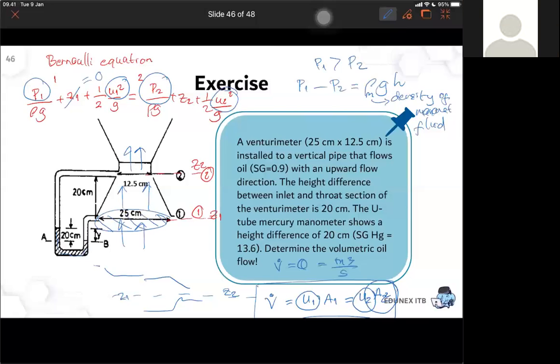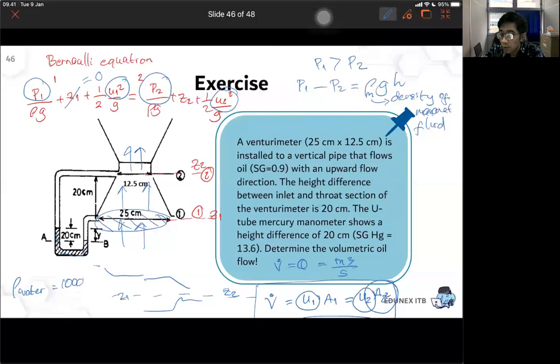Also, sir, since it's given that the SG is 0.9, so the density is like 900, is that right, sir? Yep, you can use the density of water as 1,000. So SG of the oil is 0.9, then the density will be 900 kilograms per cubic meter. Also in the manometer, the SG is 13.6, so it will be 13,600.